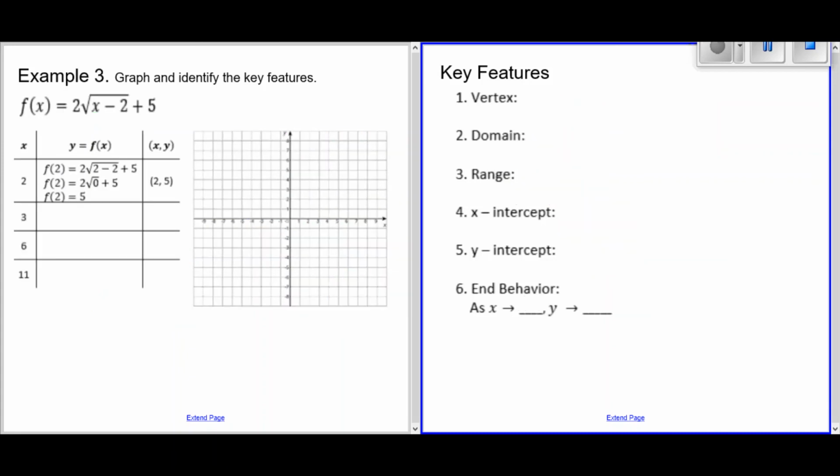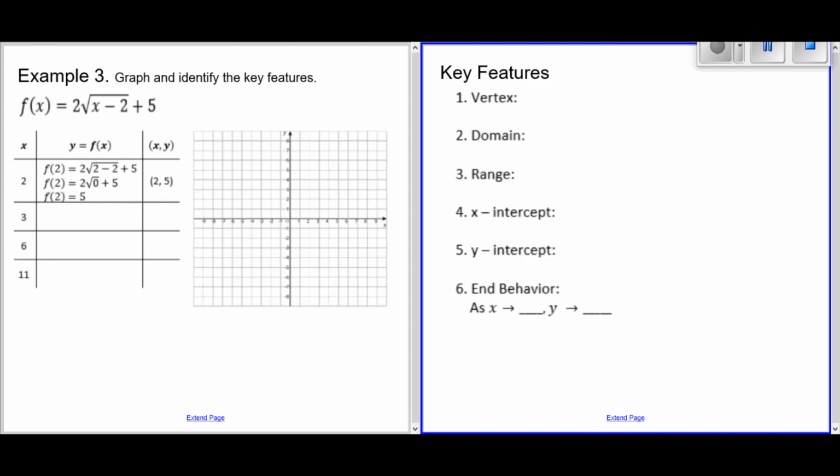Example 3. So you're going to try this one on your own. Graph and then identify the key features. Start off by completing your table and then plotting the points, and then you'll be able to do the key features part. So I want you to pause the video and give this one a try. When you unpause it, I'll have the work there for you.